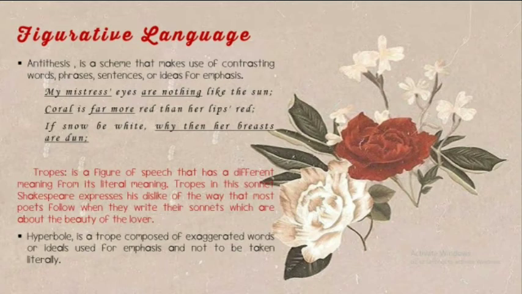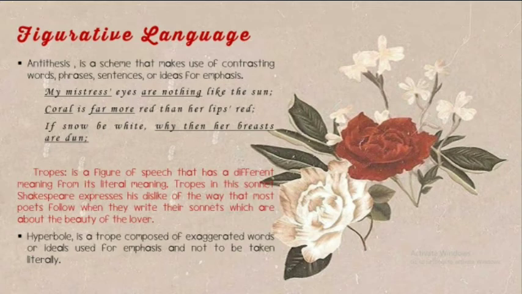And then in the line, if snow be white, why then her breasts are dun? It means that the woman does not have white skin or golden hair, which were both things considered beautiful features for women. And the next, tropes. A trope is a feature of speech that has a different meaning from its literal meaning.